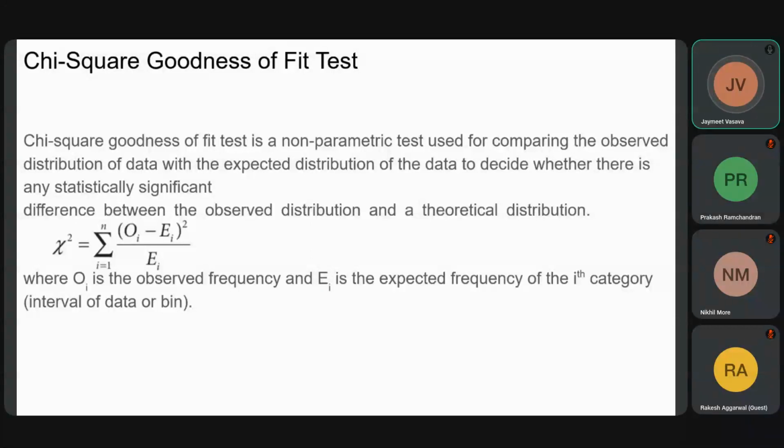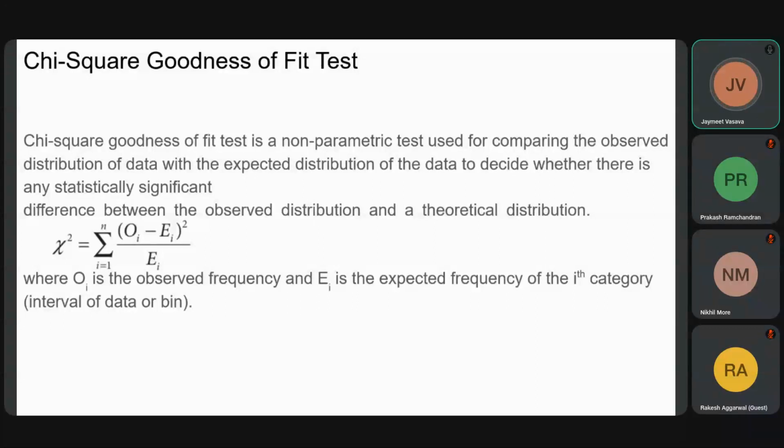Now, moving further with the chi-square goodness of fit test. The chi-square goodness of fit test is a non-parametric test used for comparing the observed distribution of data with the expected distribution of data to decide whether there is any significant difference between the observed distribution and the theoretical distribution.